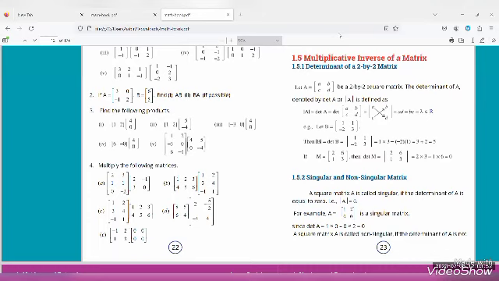Today we will discuss the multiplicative inverse of a matrix. So first, the definition is about the determinant of a 2 by 2 matrix. What is a 2 by 2 matrix? A 2 by 2 matrix means a matrix which has the same order: rows and columns are both the same, 2 and 2.